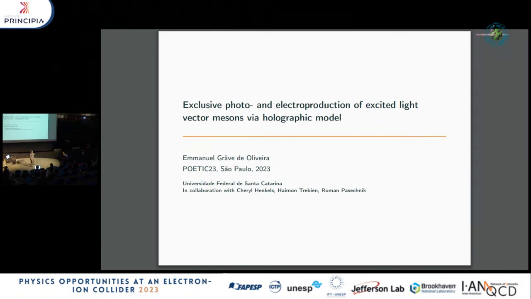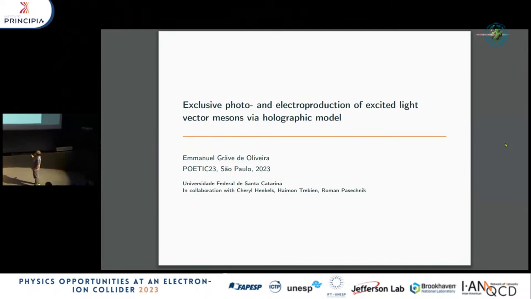Okay. So thank you very much to the organizers for inviting me to this very nice conference, and I'll talk a little bit about excited light mesons and how we can produce them both in photoproduction and electroproduction. And we have an interesting idea of using the holographic model to get the wave function of excited states.